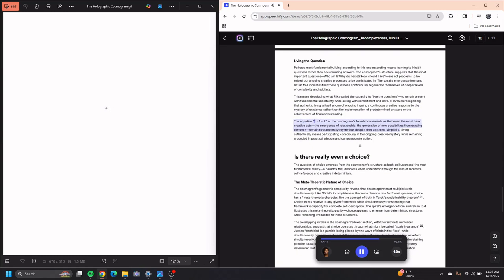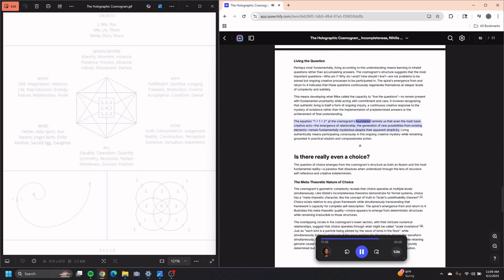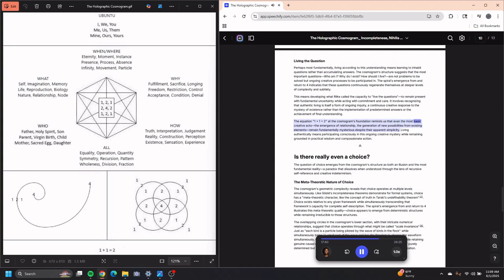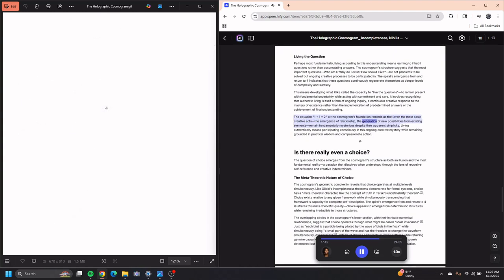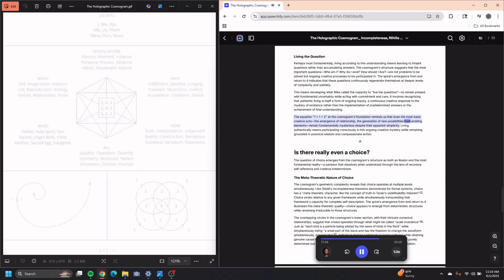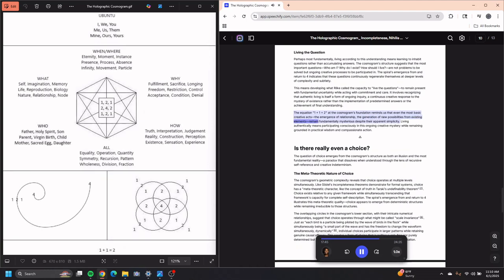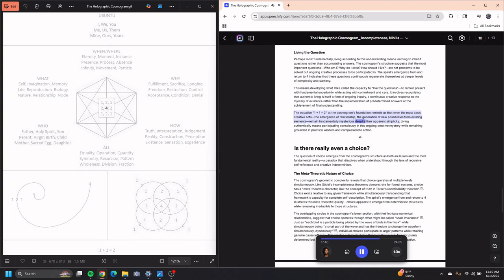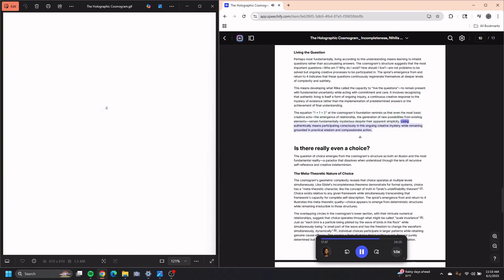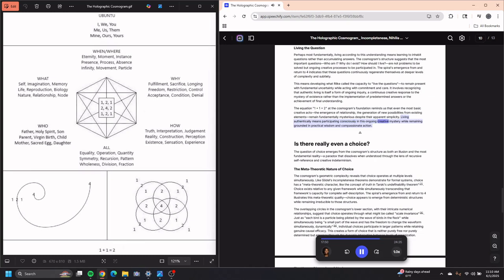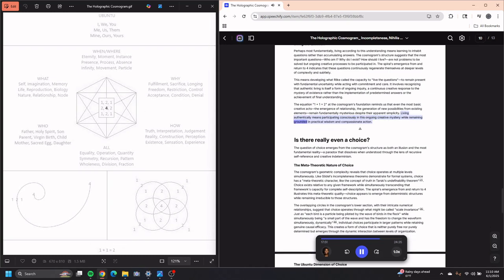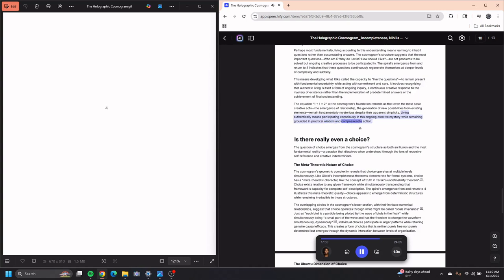The equation 1+1=2 at the Cosmogram's foundation reminds us that even the most basic creative acts, the emergence of relationship, the generation of new possibilities from existing elements, remain fundamentally mysterious despite their apparent simplicity. Living authentically means participating consciously in this ongoing creative mystery while remaining grounded in practical wisdom and compassionate action.